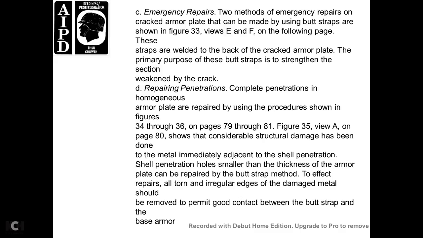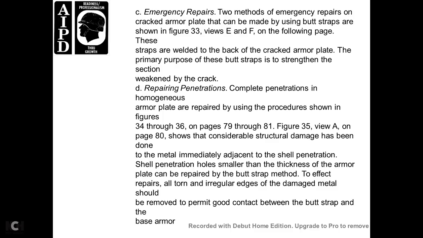Emergency repairs on cracked armor plate can be made using a butt strap, as shown in figure 33 on the following page. The straps are welded to the back of the cracked armor plate, with the primary purpose of the butt strap being to strengthen the section weakened by the crack. Repairing complete penetration of homogeneous armor plate is done with the procedure shown in figures 34 through 36 on pages 79 through 81, figure 35A on page 80.